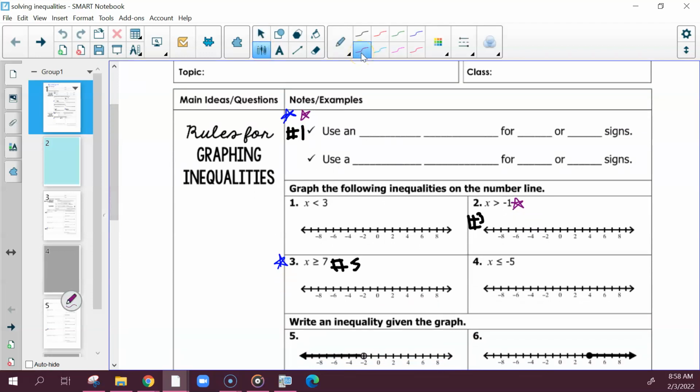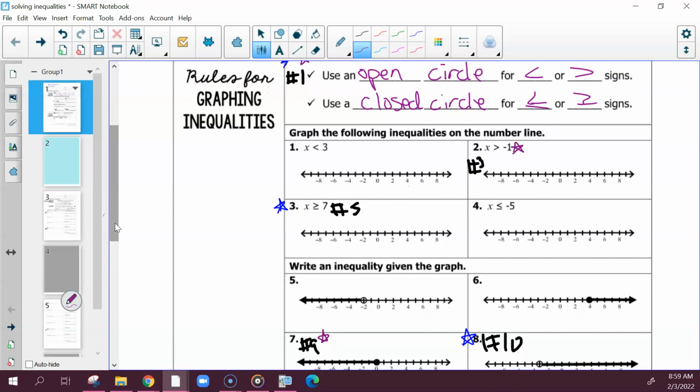Alright, so for this first part, we need to use an open circle for strictly less than or strictly greater than signs, and a closed circle for less than or equal to or greater than or equal to. So I'm going to do a couple of these just to get our memory back into this part. This part I feel like you've seen or done before.